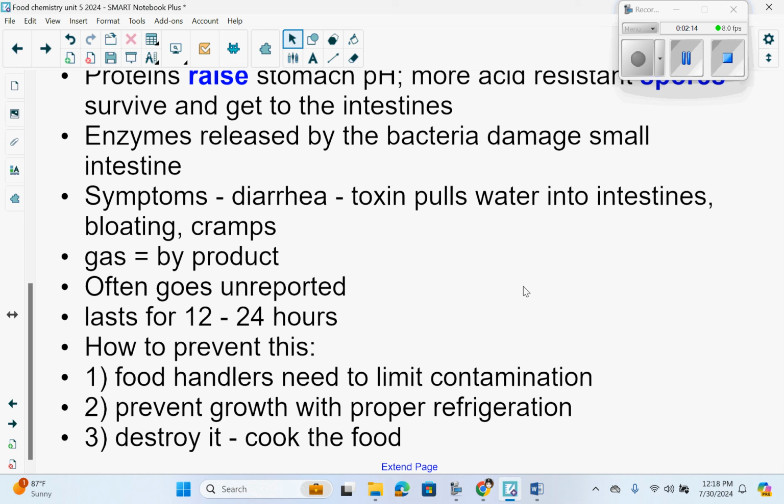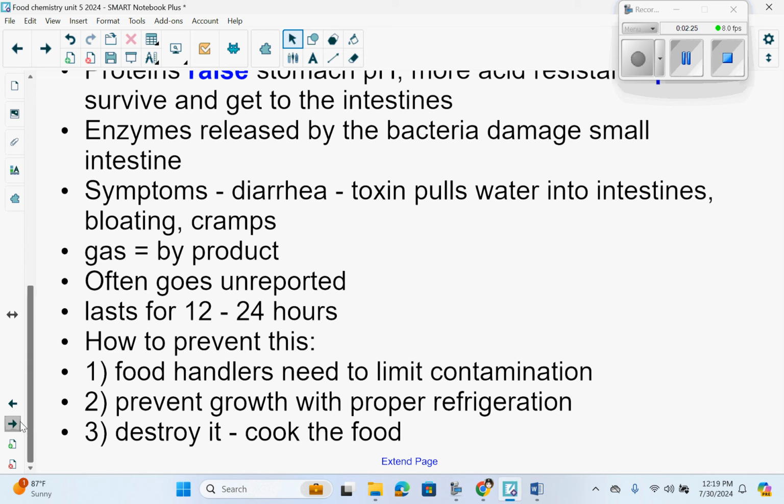And how to prevent this? Food handlers need to limit contamination. You need to prevent growth with proper refrigeration, and then just destroy it. Cook your food properly.